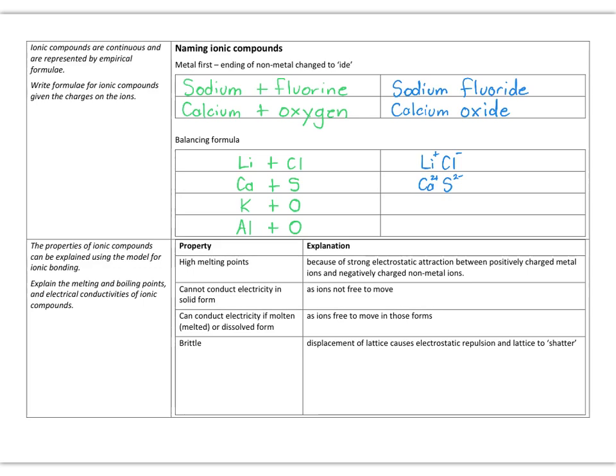Now we've got a 2+ and a 2-, so this one does cancel out again. So we could just have 1 calcium to 1 sulfur because the 2+ cancels out the 2-.